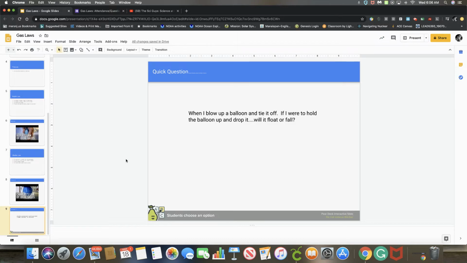The balloon's going to fall. So if you said that it's going to float, unfortunately, you're incorrect, and you've probably only seen balloons float before, and that's because it has a particular gas inside of that balloon. Think for a second what you think that gas might be. And that gas would be helium, and that's because it's less dense than air.